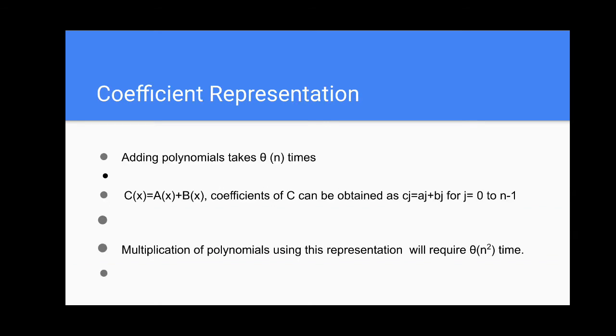Adding polynomials also takes theta of n time, as we know that to get every coefficient of C, we just have to add the corresponding coefficients of A and B. Multiplication of polynomials will require theta of n squared time using the technique which we have just outlined.